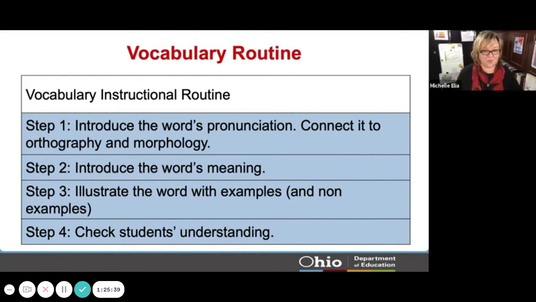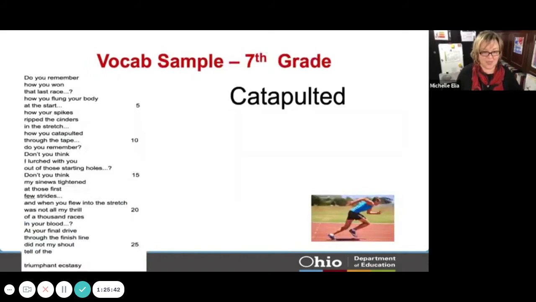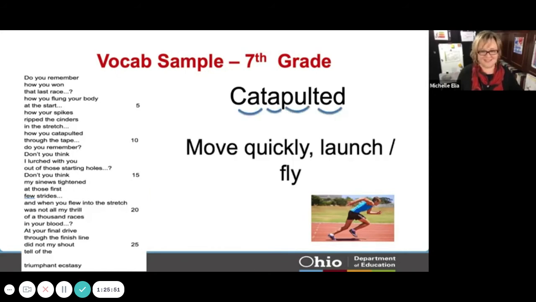Okay, so that's the 4 steps for teaching vocabulary. How'd I do on that? Clarification? Additional information? Helpful, not so helpful?